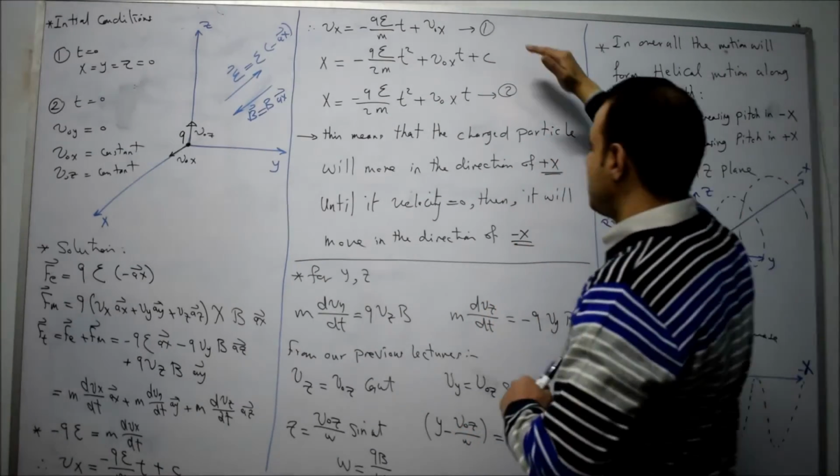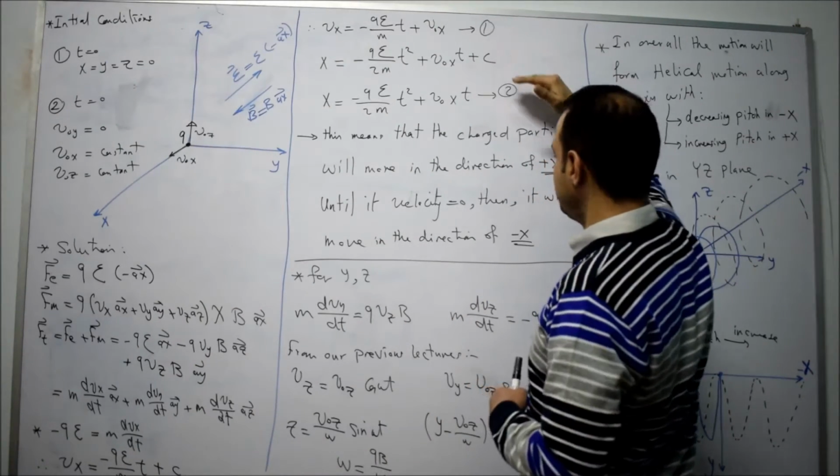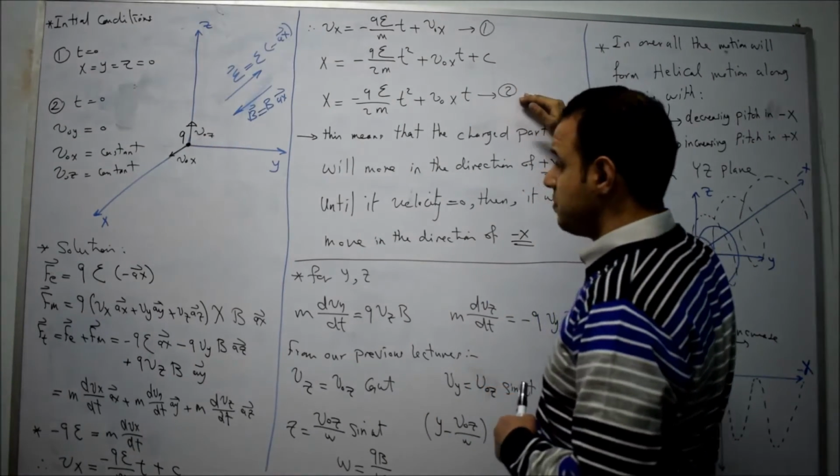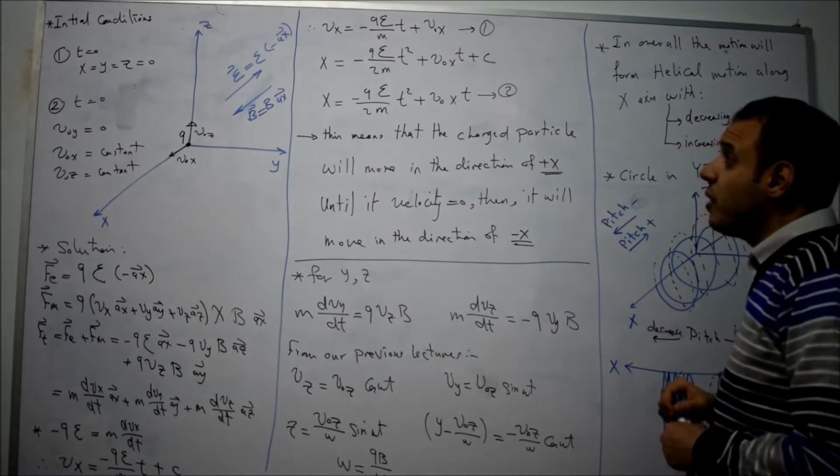So this is the equation of the velocity as a function of time. This is the equation of the displacement in x as a function of time. Let's go back to this equation.